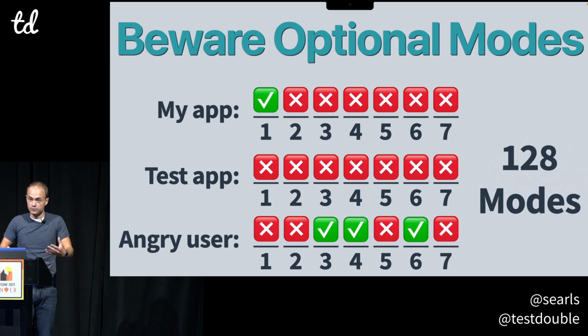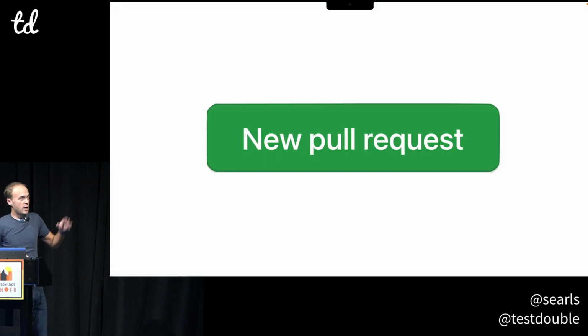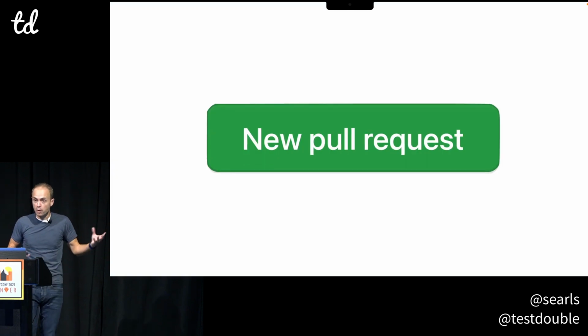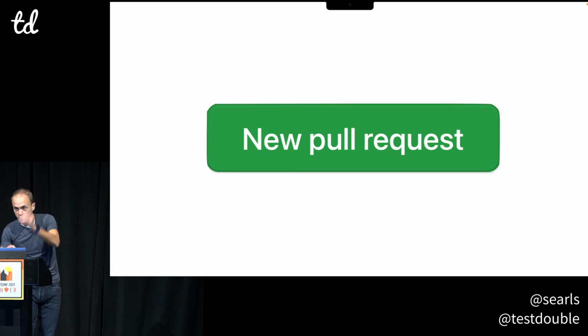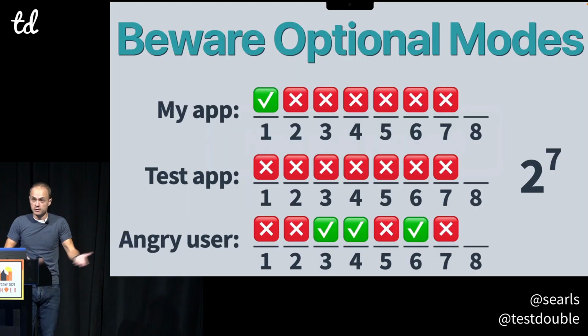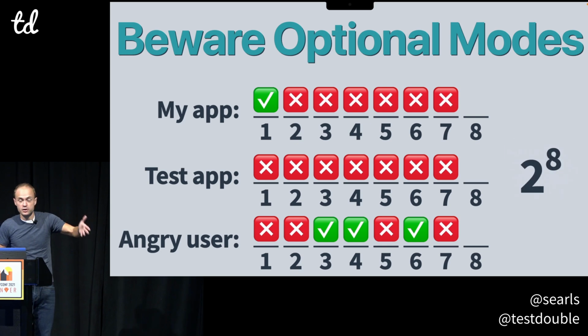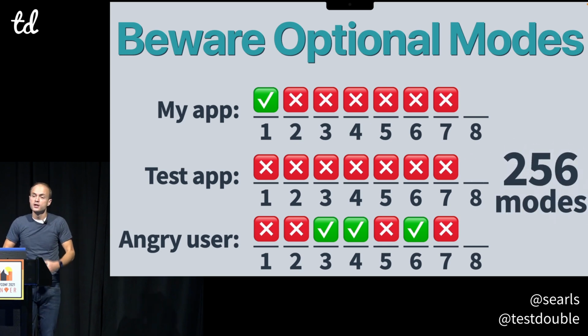You got to test all those if you want it to work. And so anytime we got one more pull request, marginally it might look like, oh, this is just one more little true-false flag. But in fact, if it's the 8th thing, now we're at 2 to the 8th, and now we got 256 modes. So you have to be really, really careful about configurability like this.